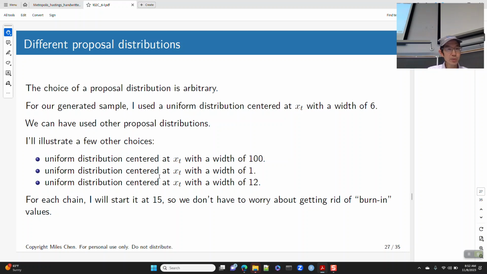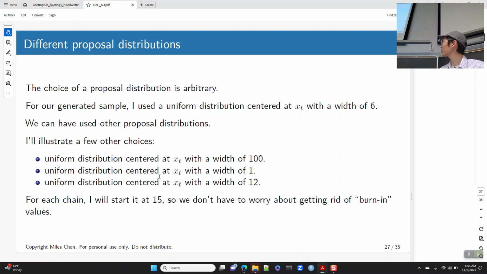Our proposal distribution was an arbitrary choice. I think it's a decent choice, but it was arbitrary. I just said, hey, I'm going to propose values from the uniform distribution with a width of 6. Now, I could have also used other proposal distributions, and just to illustrate the effect that we get, I'm going to do some wild extremes here.